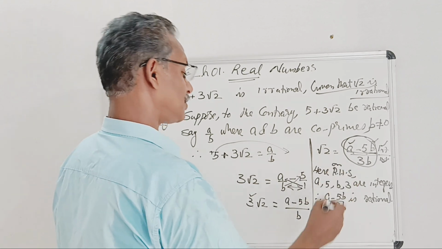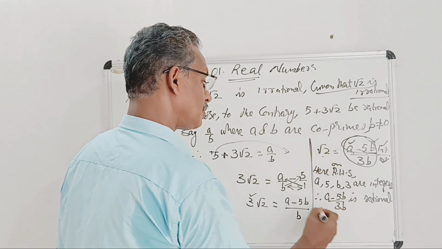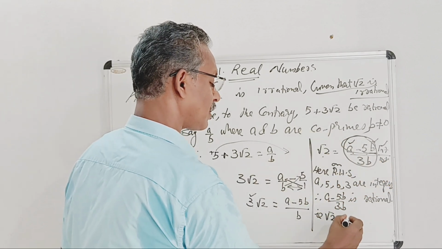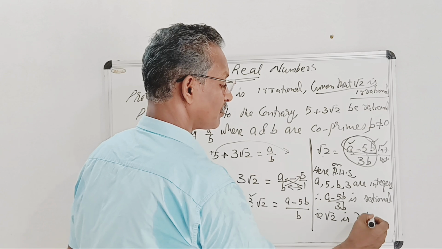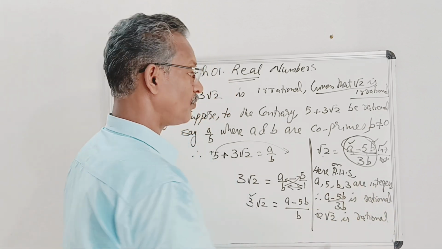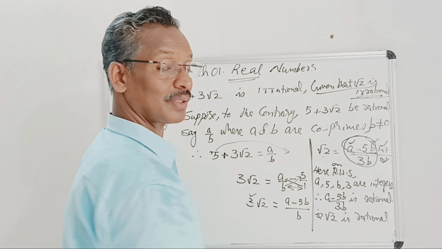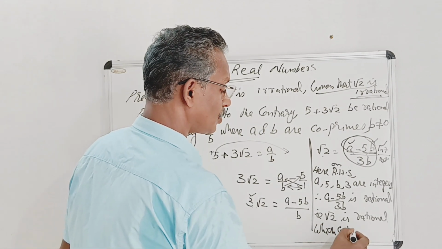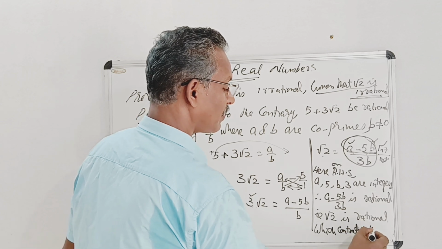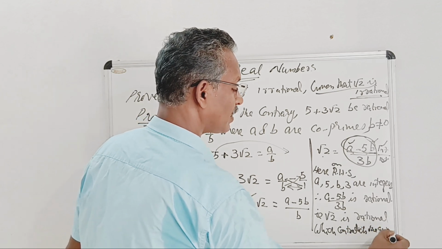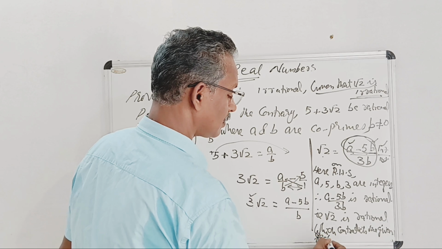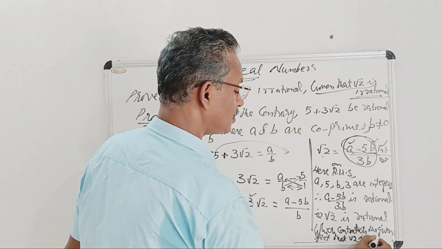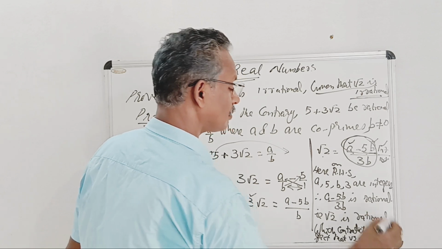Since the right side is rational, the left side is also rational. Root 2 is rational. But it is given in the question that root 2 is irrational, which contradicts the given fact that root 2 is irrational.